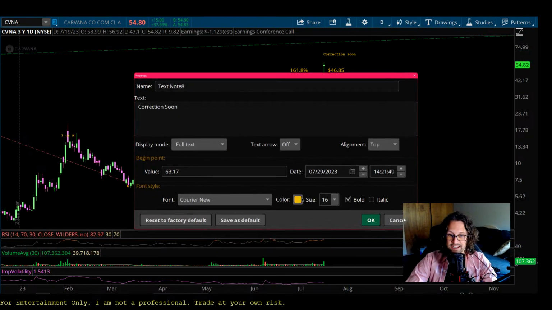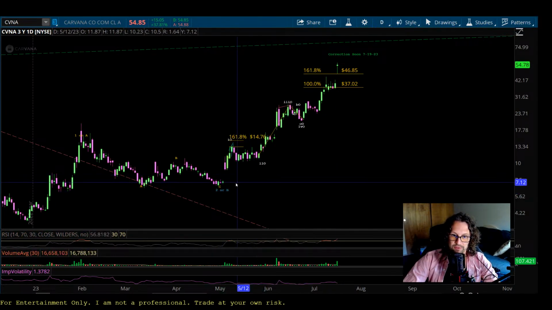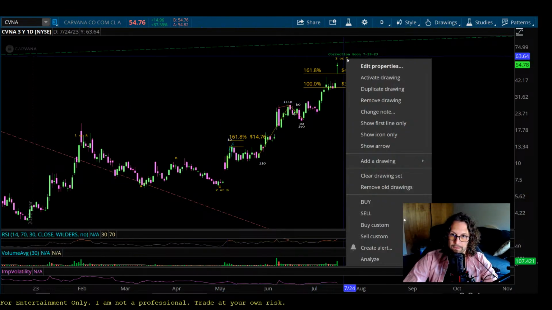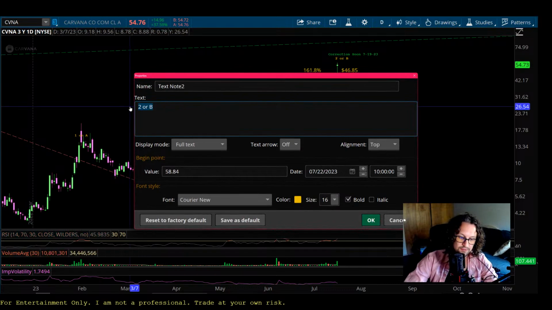And then I want to date it too, so I know what day I left this here, because Thinkorswim won't actually keep track of that for me. 7/19/23. Yeah, because duplicates. We'll go up here and we'll label this thing. Whoops. Edit properties 3 or C.